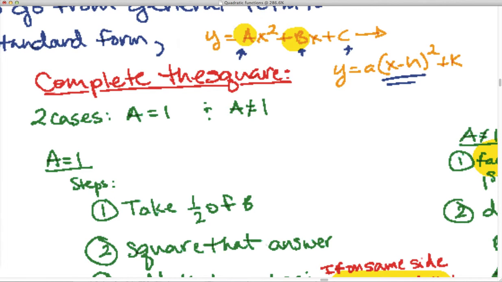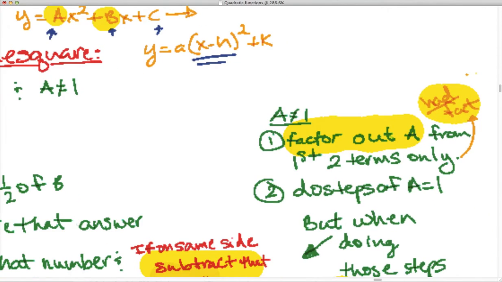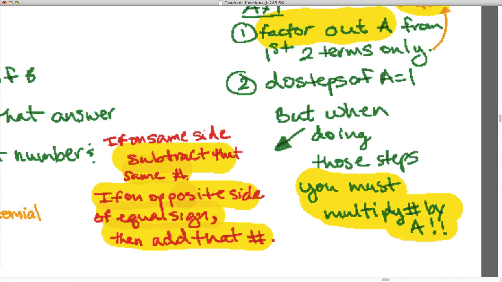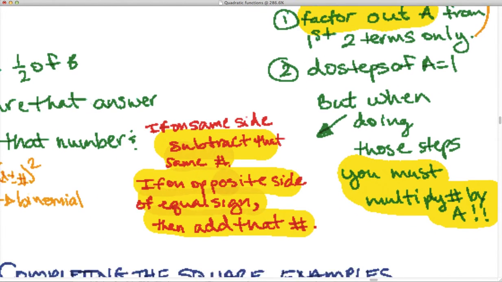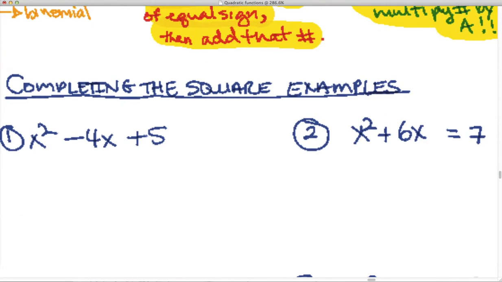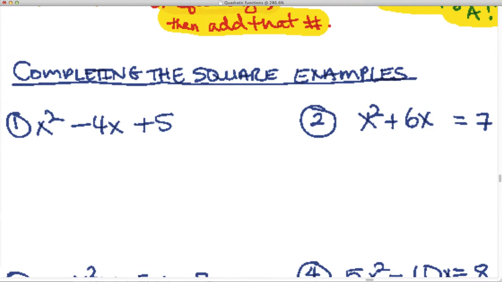It's a lot better if you just see it in action. And if a is not equal to 1, what we're going to do is factor out that a value, and it's going to alter one step at the end in which we multiply by a. Let's see it in action. Okay. Here are some basic examples of completing the square.